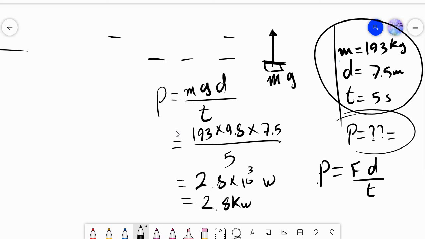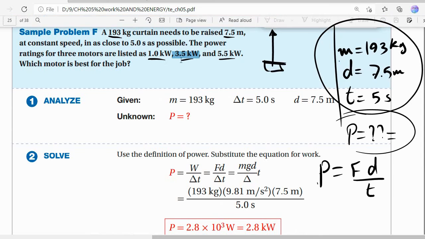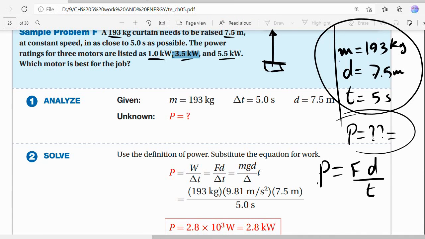Okay, if we compare this 2.8 with the other machines listed, you can see that the best one will be 3.5 kilowatt, because the first one is very slow and the last one will be very, very fast. And so the 3.5 kilowatt one will be the best one.